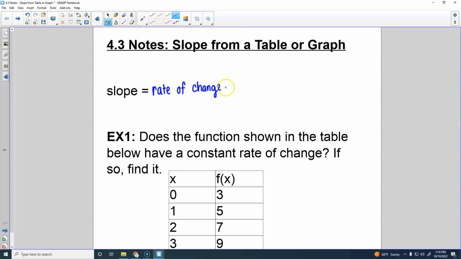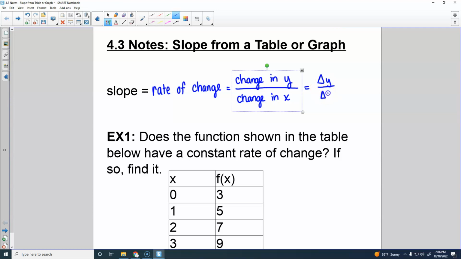The way we're going to find the rate of change or the slope is we're going to look at the change in our y value divided by our change in our x value. And I'm going to write this over here on the side.